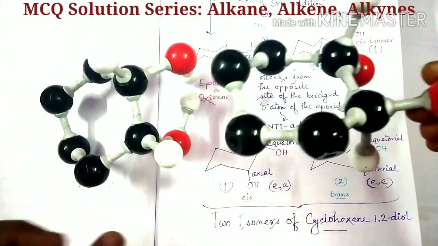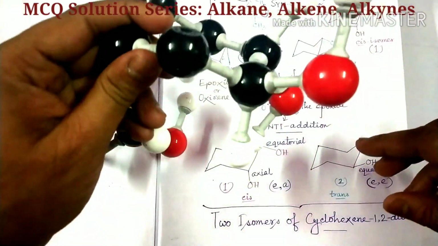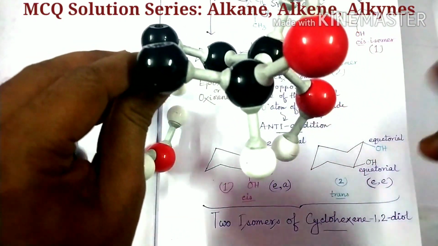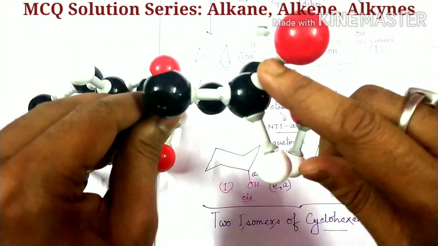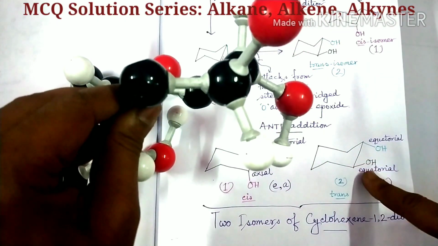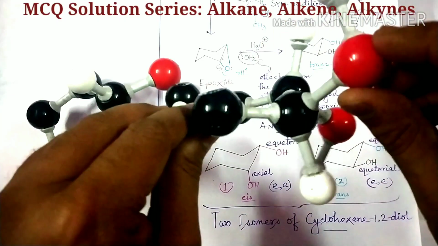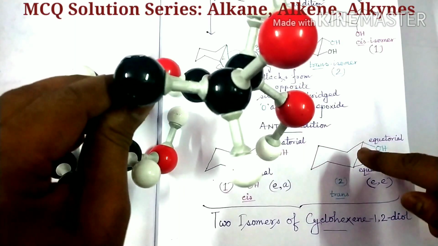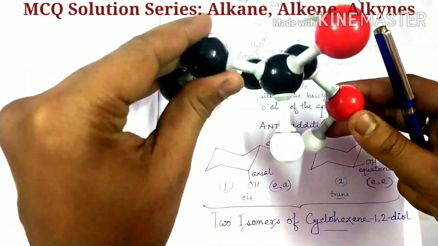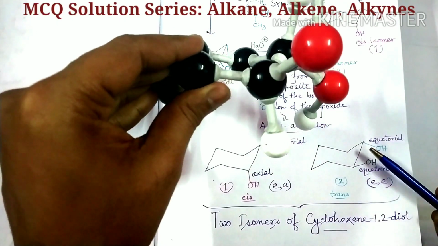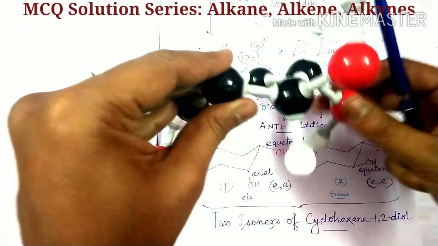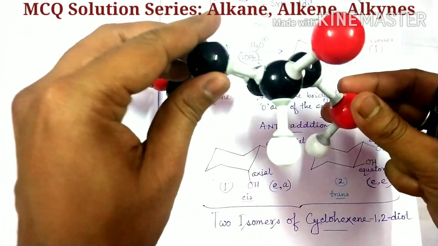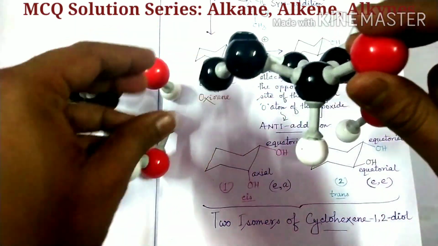Look at here, this is our trans isomer. The two OH groups are like this. This is our cyclohexane chair. Look at here, this OH bond is like this. This is this OH bond, and this is our OH group attached to this carbon over there. So this is our equatorial OH group, this is our equatorial bond, and of course this is our equatorial bond. This bond is present below the plane and this bond is present above the plane.